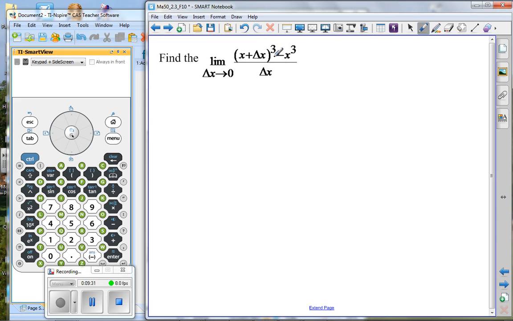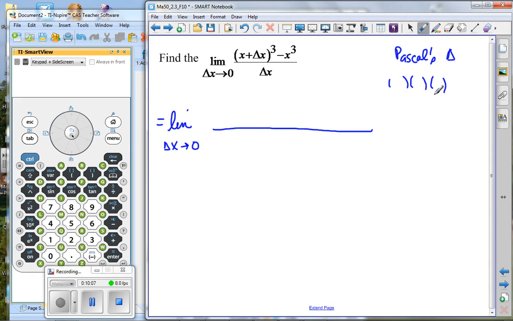We have a quotient, and we have the difference of perfect cubes. Now, you may or may not know how to expand the difference of two perfect cubes. And without going into a lot of detail, suffice it to say that if we use Pascal's triangle, if you know what Pascal's triangle is, you can find that out. If you don't, you can use your Inspire to expand this, and we'll look at that in just a moment. The other way to do it would be to take x plus delta x times x plus delta x, and then x times delta x.